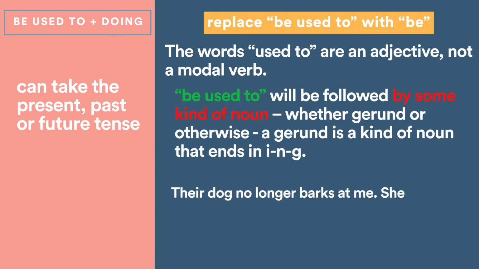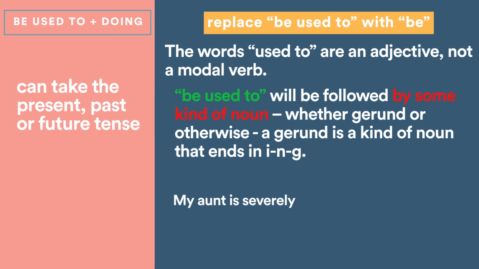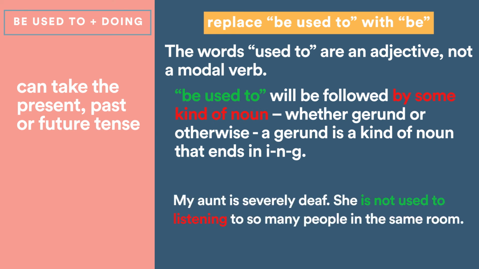Their dog no longer barks at me. She's used to me now. My aunt is severely deaf. She's not used to listening to so many people in the same room. In the last example, we can see that the negative for being used to is be not used to.